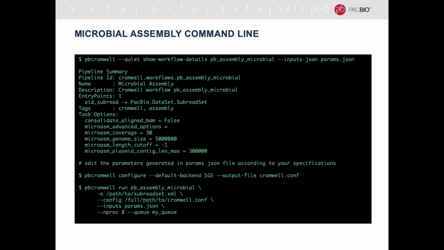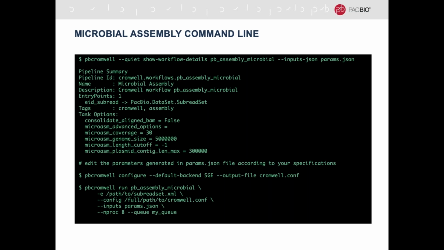Then you will need to generate a PBCROMWELL configuration file using the second command shown there, PBCROMWELL configure, with the default backend parameter. We've set that to SGE, but we also support other backends: Slurm, LSF, PBS. And then you specify the output file named here cromwell.conf.